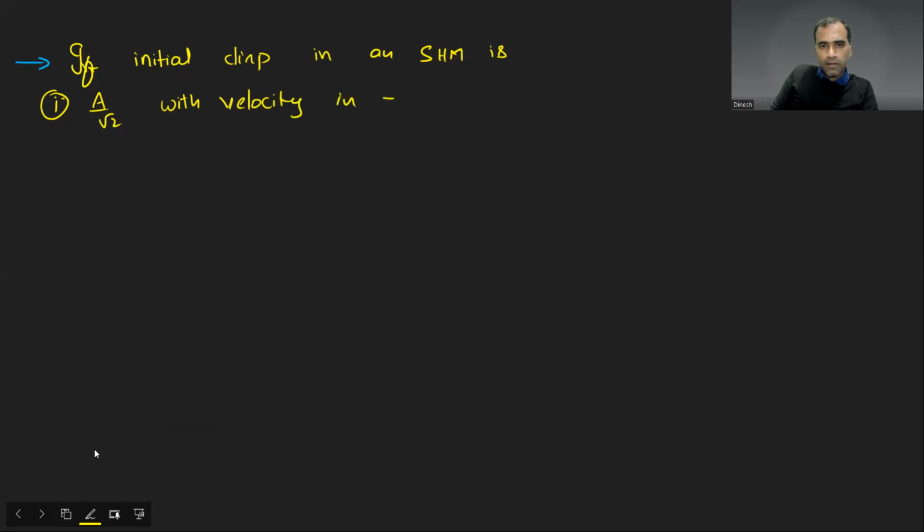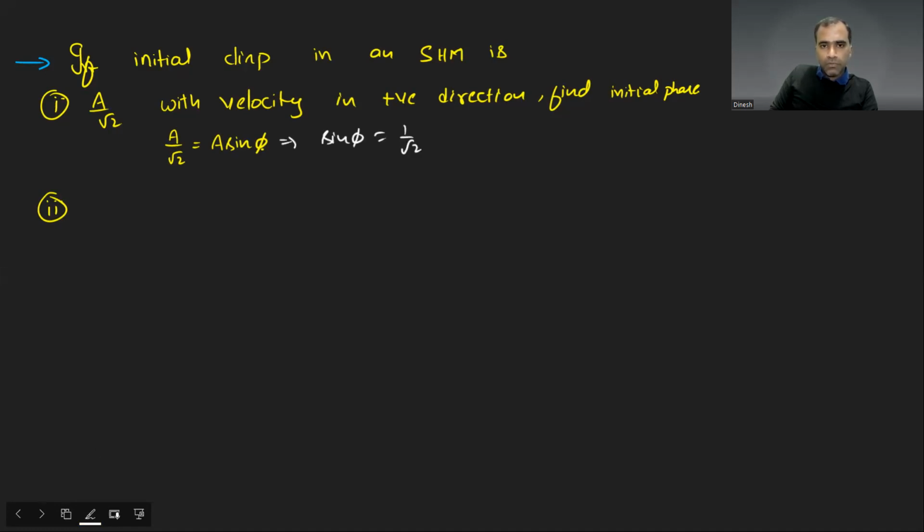This is positive. Meghna, can you answer me this? Sine phi equal to 45 degrees. Okay. So initial displacement is A by root 2, which is equal to A sine phi. Correct? So sine phi is equal to 1 by root 2.